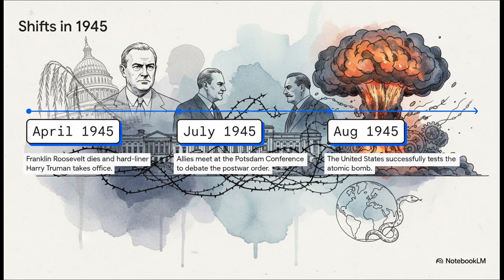And then came a pivotal game changer. Truman finds out the U.S. successfully tested the atomic bomb. When he kind of casually drops a hint to Stalin about this massive new weapon, Stalin simply nodded. But behind that nod, oh man, the seeds of a decades-long rivalry were already taking root.